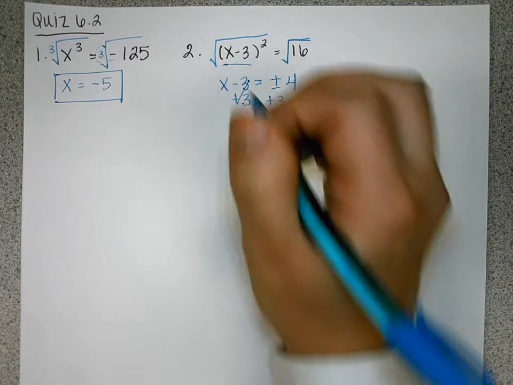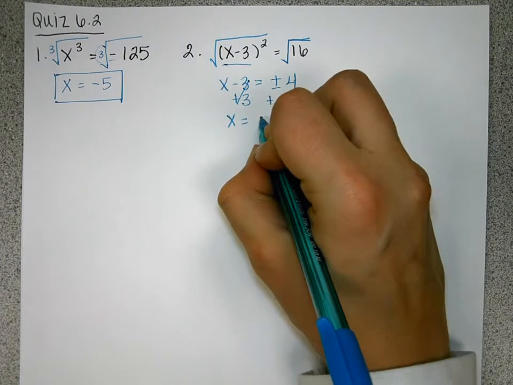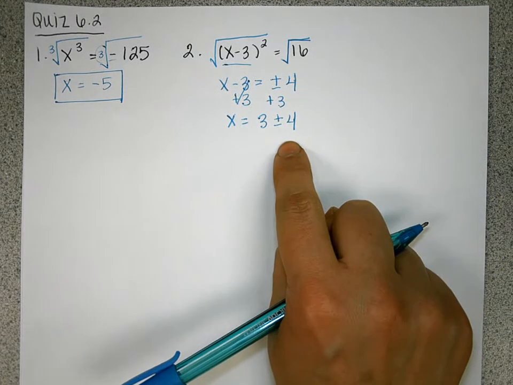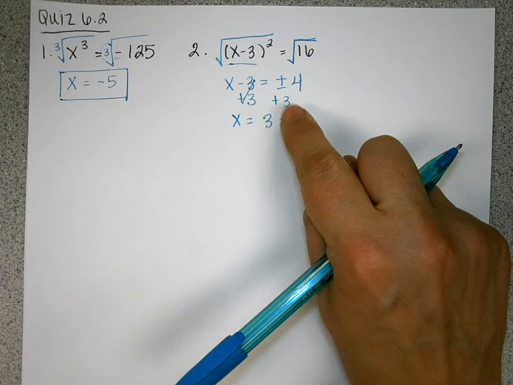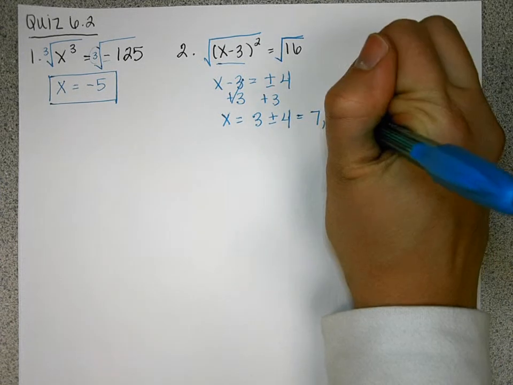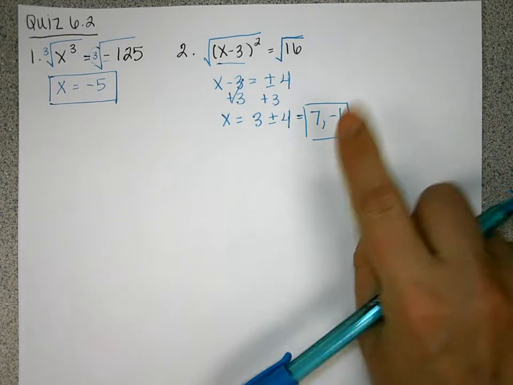So that gives me x equals 3 plus or minus 4. And I warned you, nobody give me this as your answer, because you can do this. 3 plus 4 gives me 7. 3 minus 4 gives me negative 1. This one was worth 2 points, 1 for each answer.